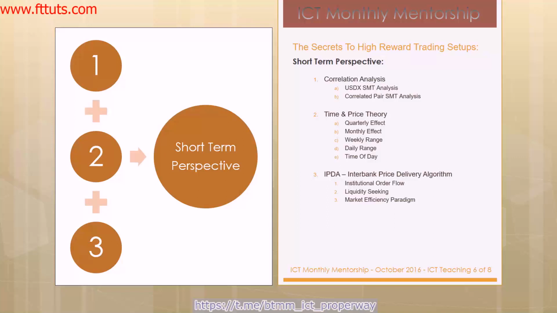You know, understanding what the quarterly effect is, what the monthly effect is, the weekly range, daily range, and time of day. Understanding what SMT divergence is and correlated SMT divergence, understanding what that crack in correlation means for you as a trader, and then obviously understanding institutional order flow, where's the stops, and why those stops would be necessarily up for grabs. Why would the market go there? That's what the market efficiency paradigm is.